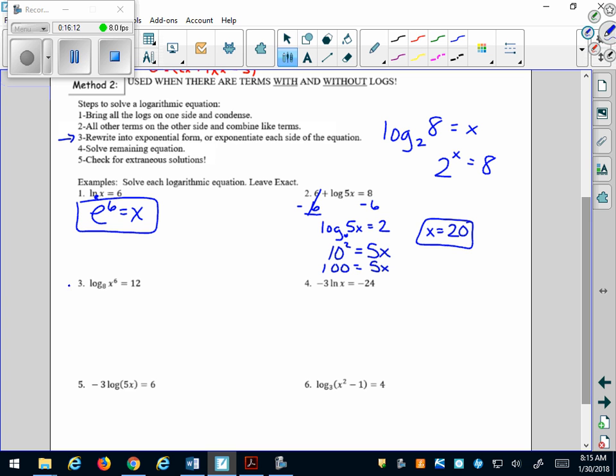Try number 3 and number 4. Tricky, sorry. Forgot that this one has a little trick to it. This is that one-to-one property of exponents. So let's do this one together. When you rewrite this in exponential form, it becomes 8 to the 12th equals x to the 6th.